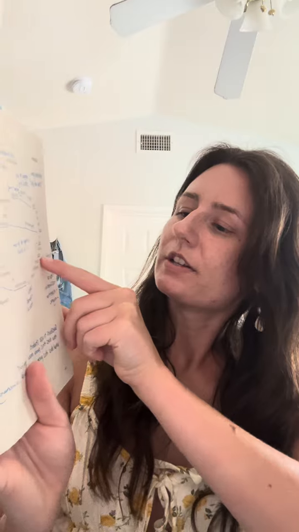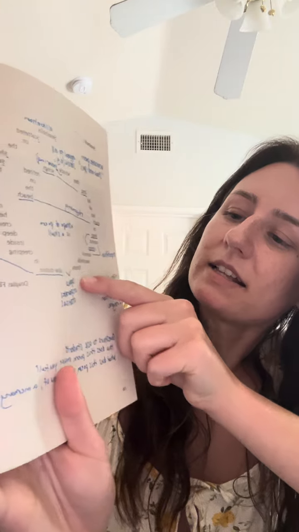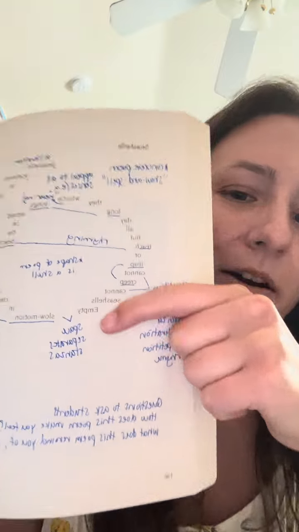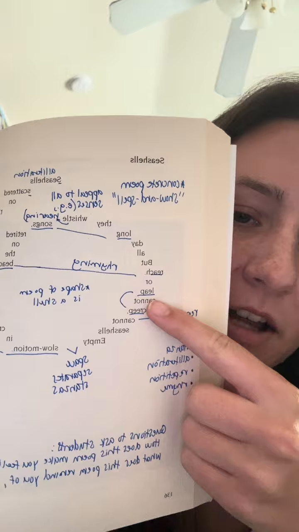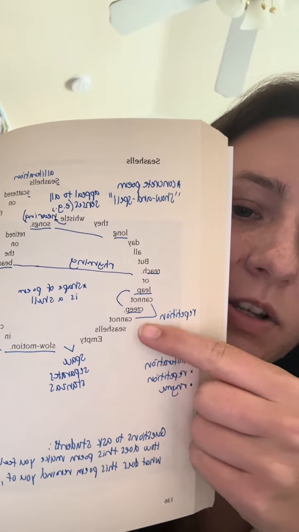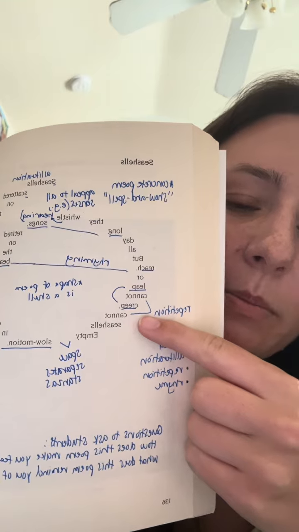Next, for repetition, repetition can also be seen in the poem. Especially right here where it says, empty seashells cannot creep, cannot leap, or reach. So these two words, cannot, are repeated. I could explain how that is emphasizing the things that empty seashells cannot do, and we could have a conversation about that. The definition for repetition would be when a word or phrase is used again and again to make an idea stronger.